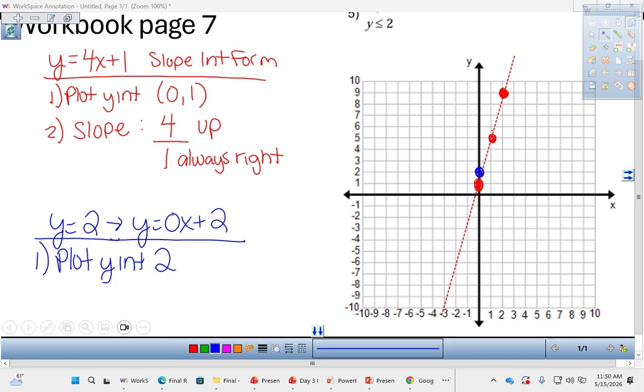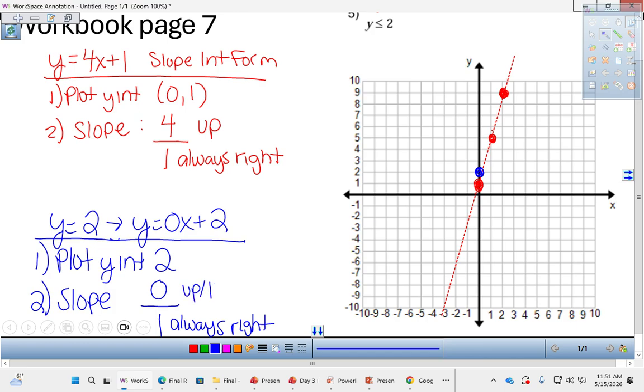And then I'm going to create my slope, which is 0, and because my slope isn't a fraction, I'm going to put it over 1. Remember, we always go right based on the bottom number. The top number is going to be up or down. Now, in this case, it's not going to matter if I say up or down because I'm not going anywhere. So I'm not going to go up or down from my y-intercept. I'm just going to go right 1, and I continue to go right 1.